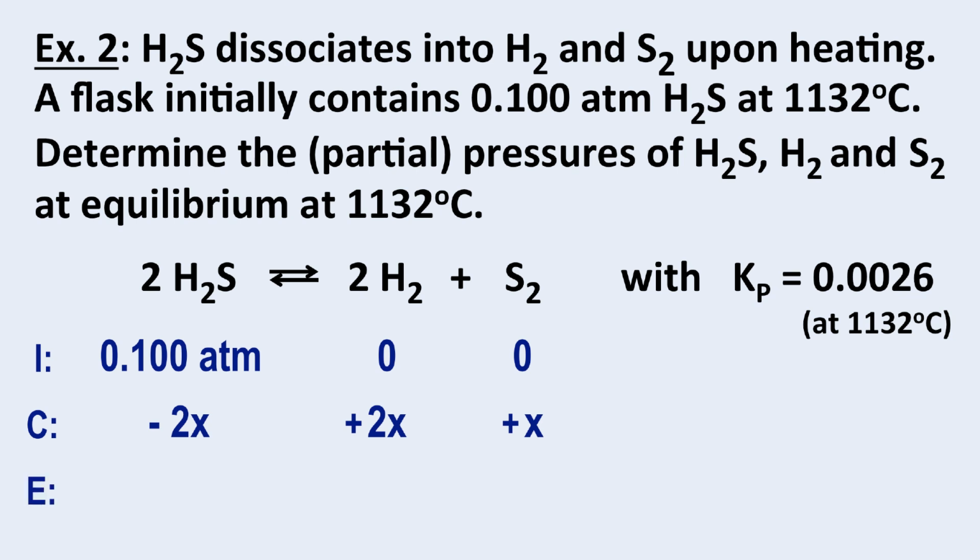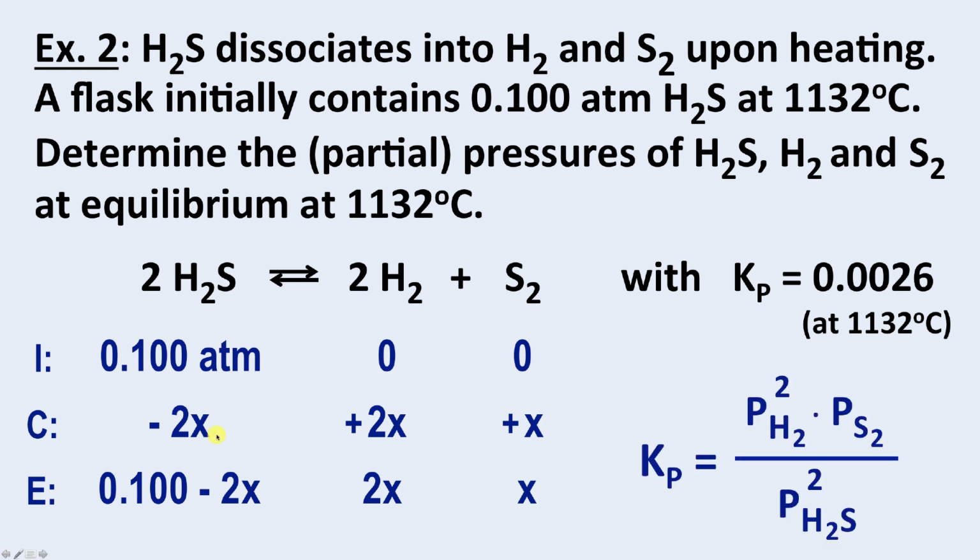At equilibrium, our next row is the equilibrium row, we're going to have 0 plus x, which is of course x, 0 plus 2x is 2x, and 0.1 minus 2x is 0.1 minus 2x. So those are the pressures of the respective species when equilibrium is reached, and all of those are in terms of x. Now, how do we solve for x?